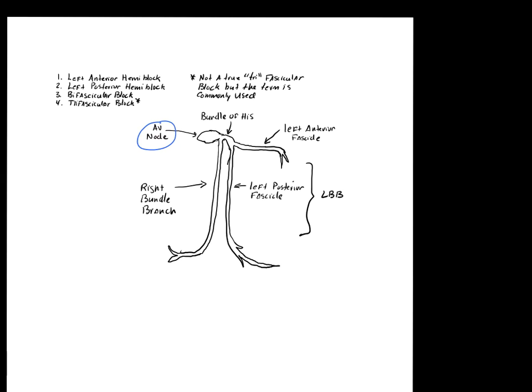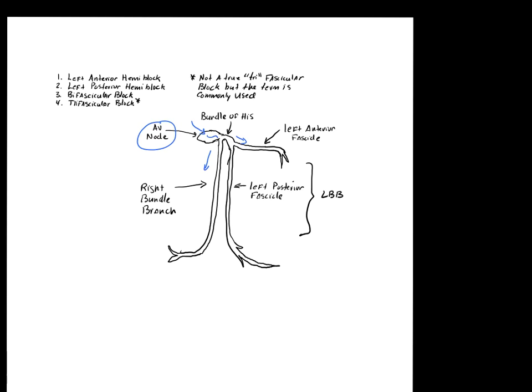All right, so as that impulse gets delayed at the AV node, that allows for the ventricles to fill, and there's your P to R interval, and then it passes through. It goes through the right bundle branch, and then down through the left bundle branch, and then those bundle branches carry that wave of depolarization out into the His-Purkinje fibers and into the ventricular tissues.